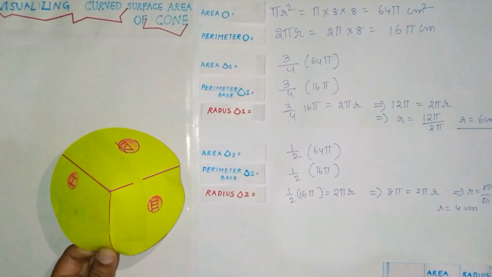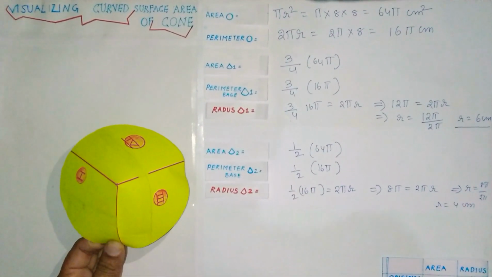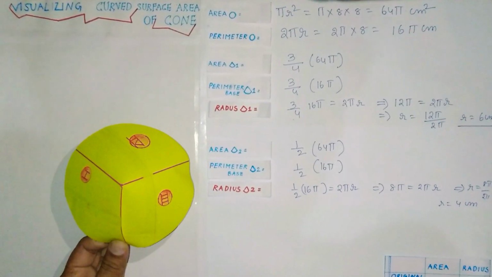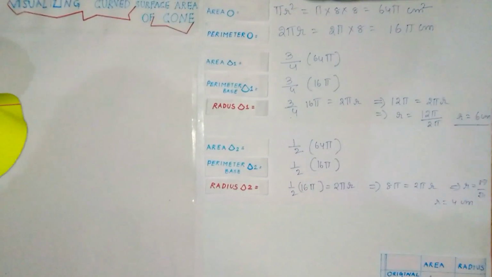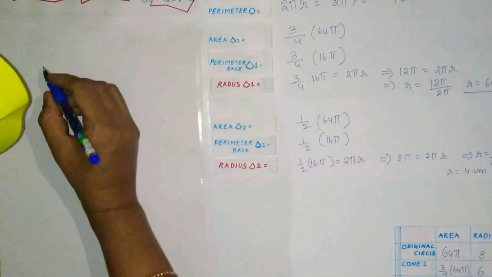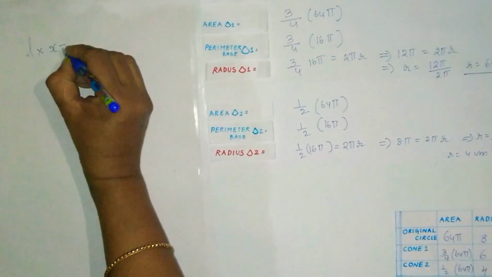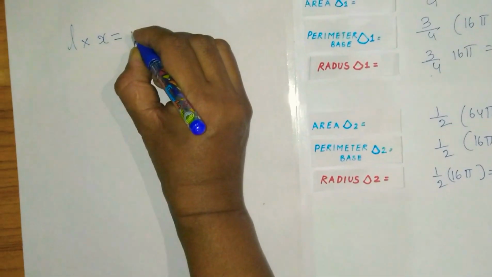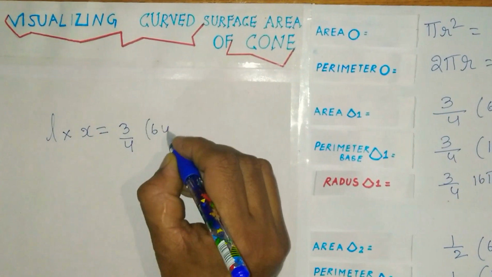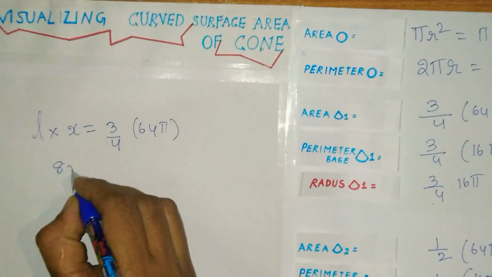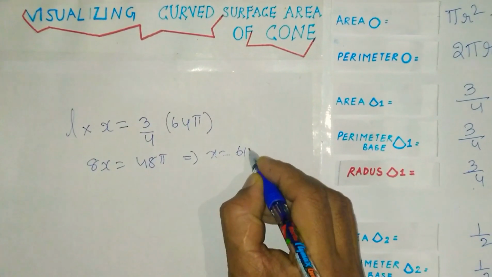Area of the cone is nothing but a multiple of this constant slant height. Slant height into some variable x is equal to the area of cone 1. L into some variable x is equal to the area of the cone, 3 by 4 of 64 pi. 8x is equal to 48 pi. Therefore, x equals 6 pi.